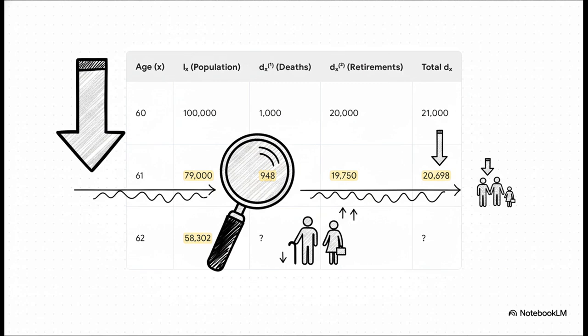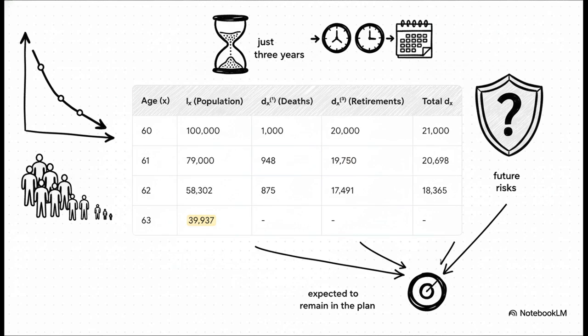Now here's what's really interesting. Even if the probabilities of dying or retiring actually go up as people get older, the total number of people leaving is smaller. It's 20,698, and that's just because our starting pool of people is smaller now. So we run the numbers one more time for age 62, and look at that. After just 3 years, you can see exactly how our initial group of 100,000 has shrunk all the way down to just under 40,000. We now have this clear year-by-year map of who is expected to still be in the plan.